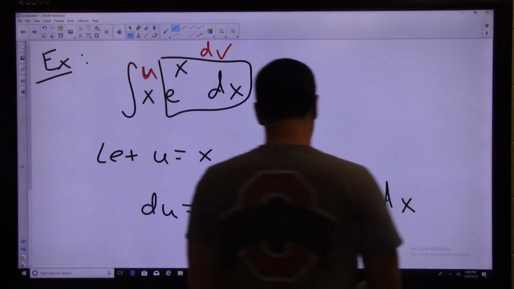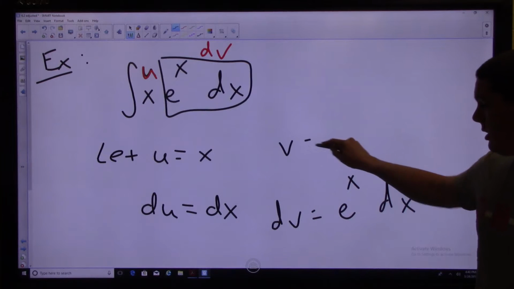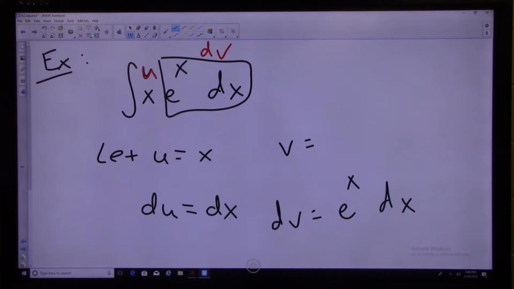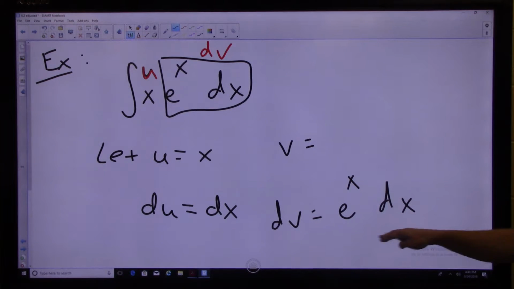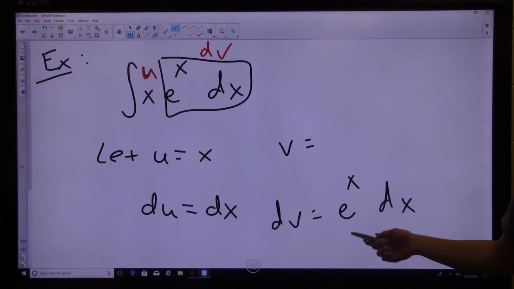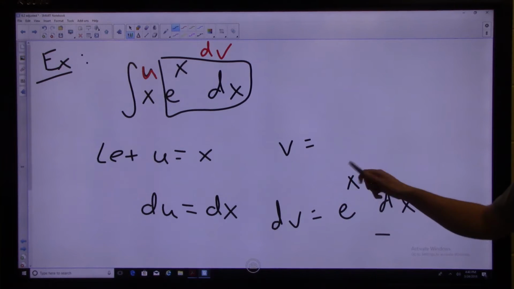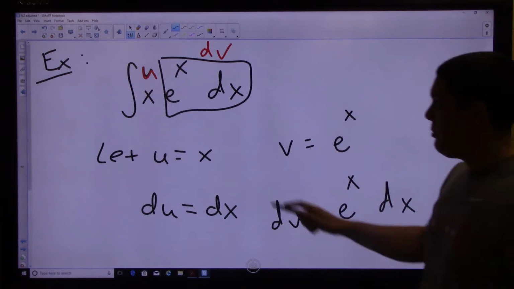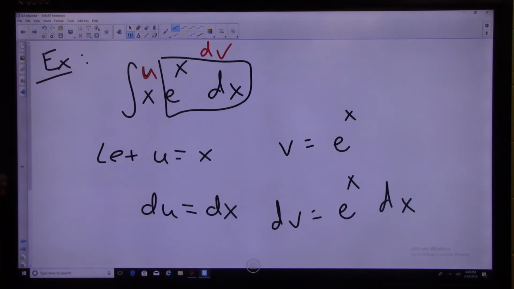Now, to go backwards here, we've got the derivative of v. We want to figure out what v is. All right, so what did we have to take the derivative of to get this as the derivative? Well, if you think about it, the derivative of e to the x is e to the x, so that means the antiderivative of e to the x is still e to the x. All right. So hopefully you remember that property. Okay. So we've got these written down.